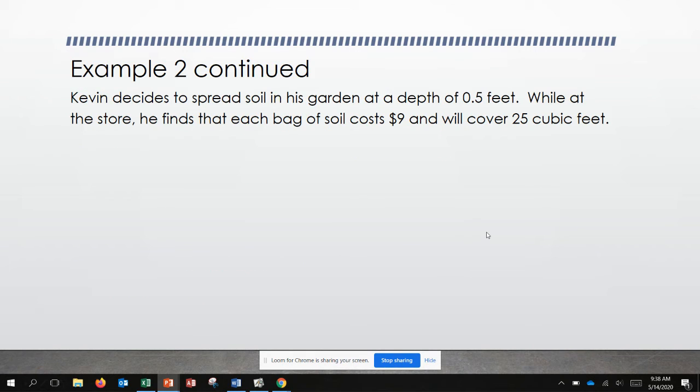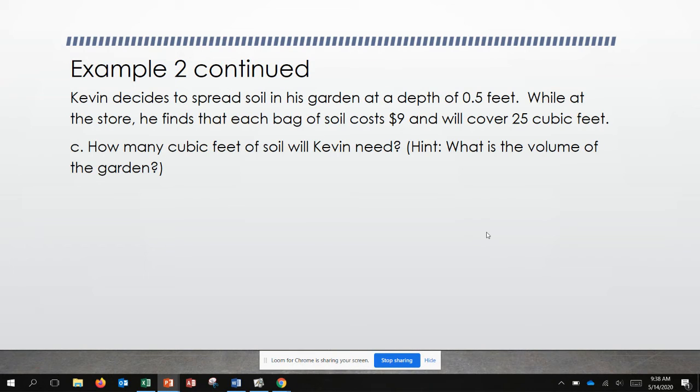So what if Kevin decides to spread soil in his garden at a depth of 0.5 feet? While at the store, he finds that each bag of soil costs $9 and will cover 25 cubic feet. So how many cubic feet of soil will be needed? So when we say cubic feet, remember our units of volume are cubed. So it says cubic feet, we're essentially looking for the volume of the garden.